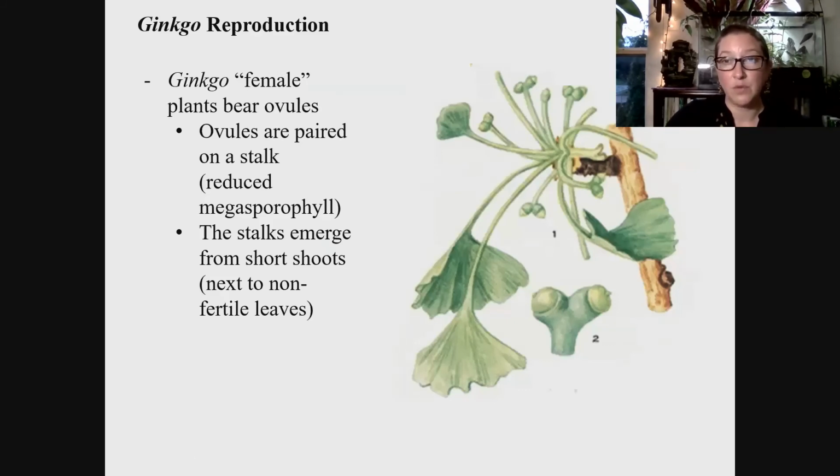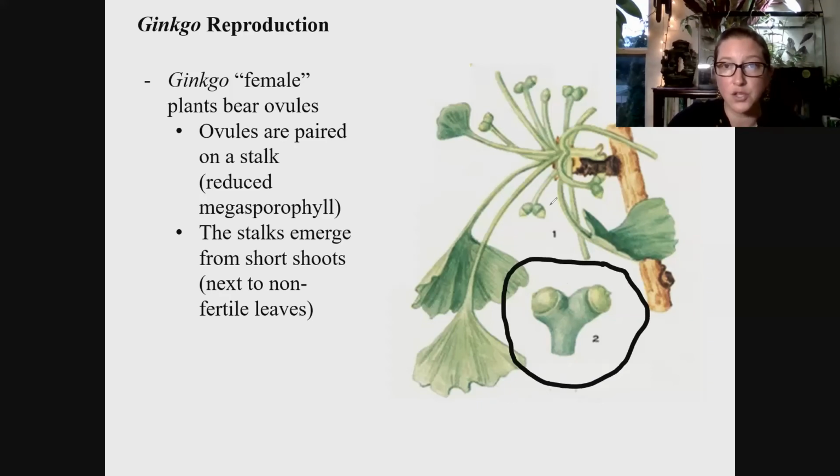Here is an example of what the female plants will look like. So you have ovules, and importantly, which is different than what we saw before, the ovules here are not in a strobilus. The ovules are paired. Here's two of them, paired and on a stalk. So here is a stalk, and here's one ovule, and here's another ovule. Here's two, right? A pair of them here on a stalk, a pair of them here on a stalk. And those will emerge right next to the regular leaves on those short shoots.